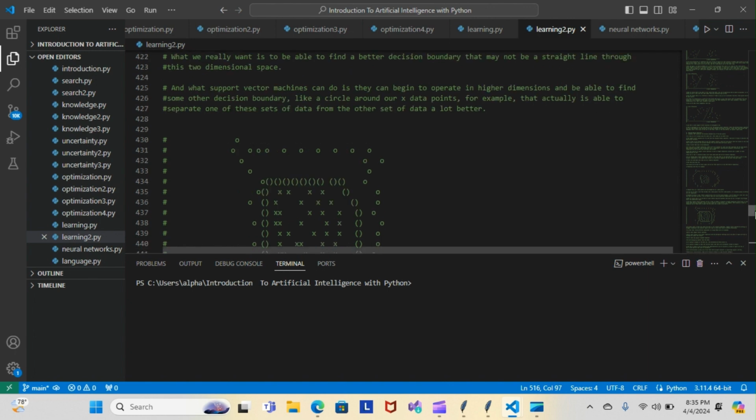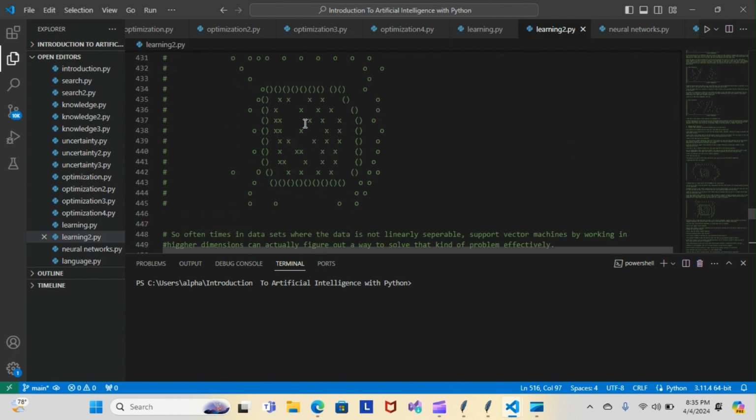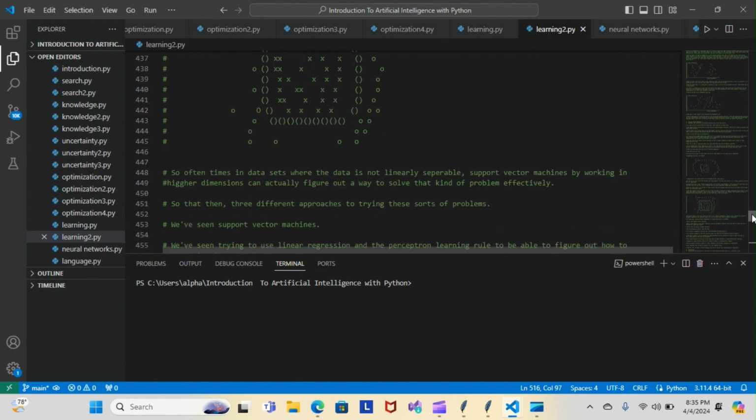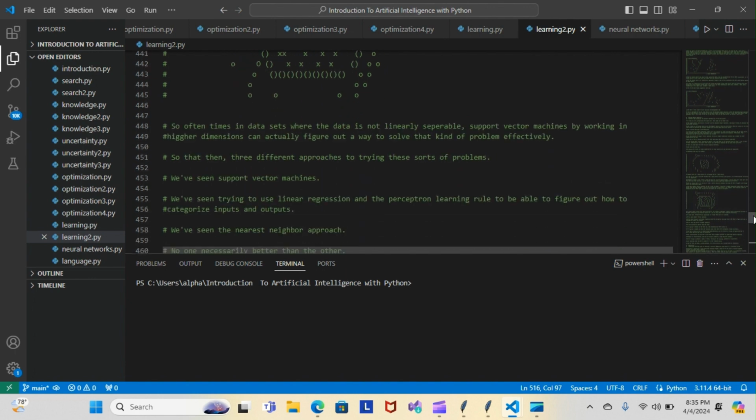And I drew a circle around our X's the best I could. You can see here we have a circle drawn around our X data points that's separating them from our O data points. And you remember that the X's are not rainy days and the O's are rainy days. So yeah, I did the best I could with that. Oftentimes in data sets where the data is not linearly separable, support vector machines, by working in higher dimensions, can actually figure out a way to solve that kind of problem effectively.